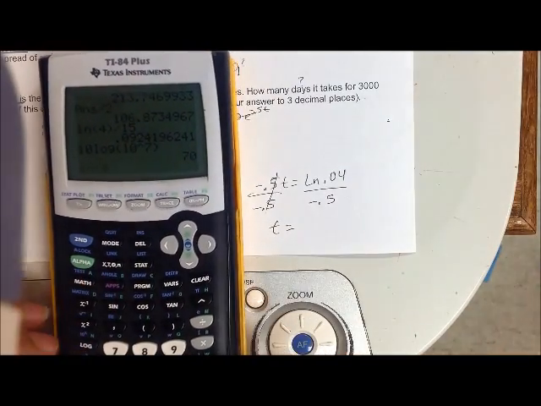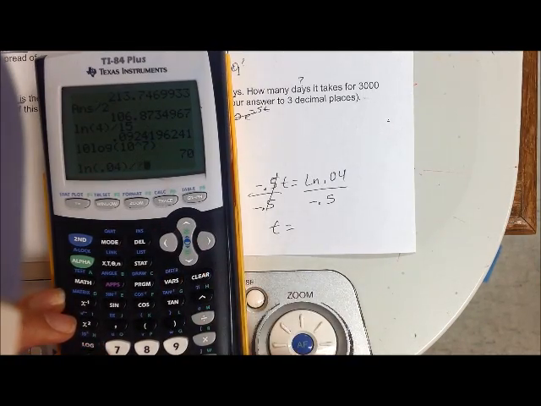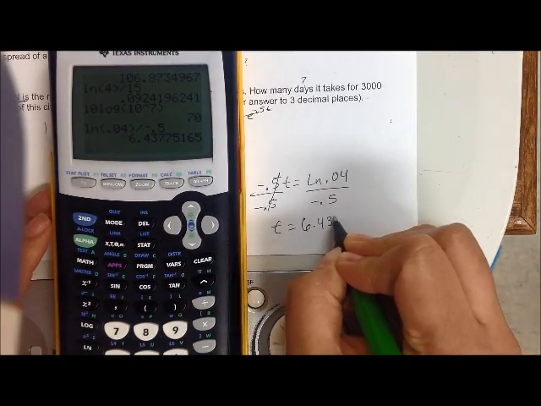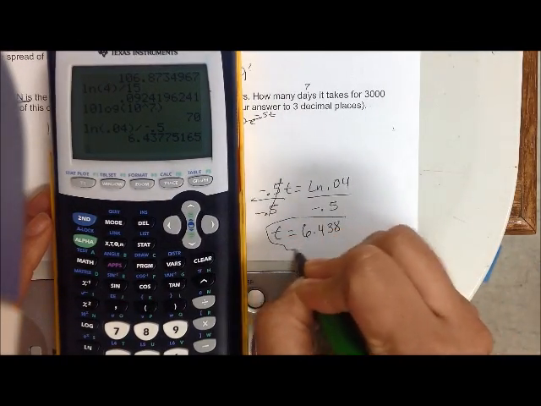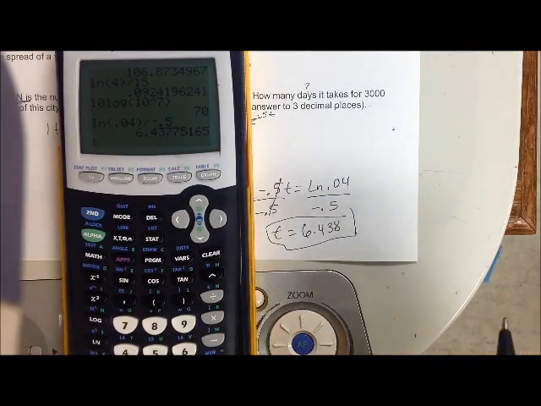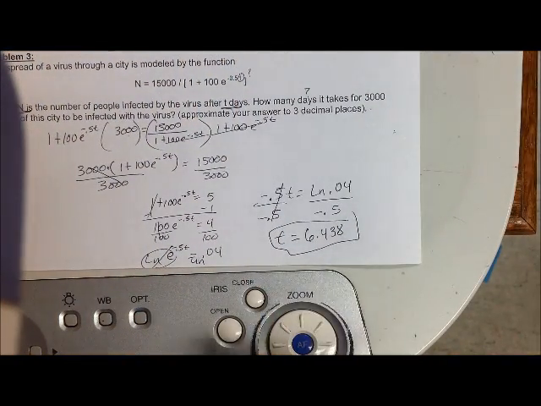Let me plug it in. ln of 0.04 divided by a -0.5. It tells me it is 6.438. Now this really means it's like 6.5 days. In 6.5 days, 3,000 people should be infected. Take all this, study for your tests. Good luck tomorrow.